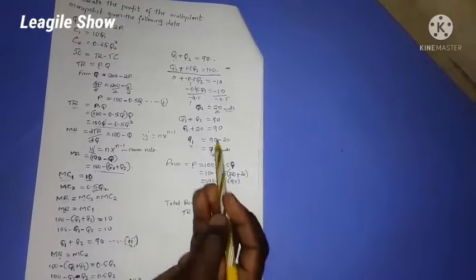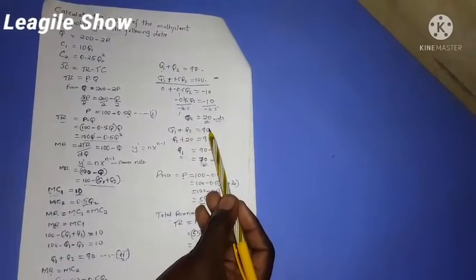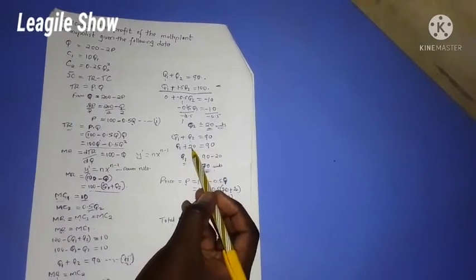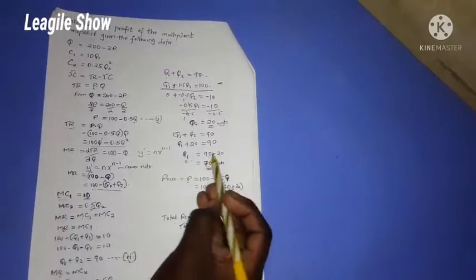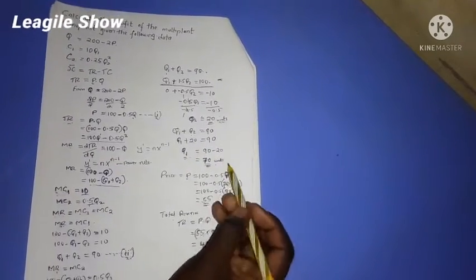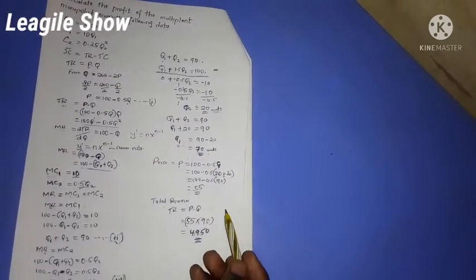Then using equation 2 still, Q1 plus Q2 is equal to 90. And remember, Q2 is now 20. So Q1 plus 20 is equal to 90. So our Q1 will be given by 90 minus 20, which gives us 70 units.